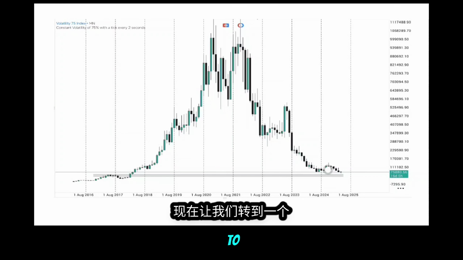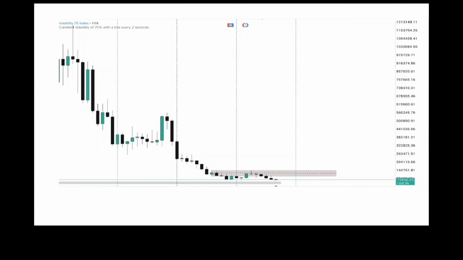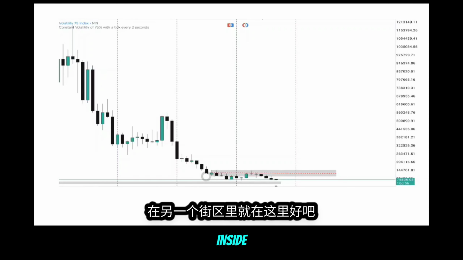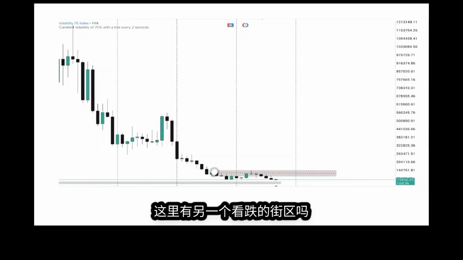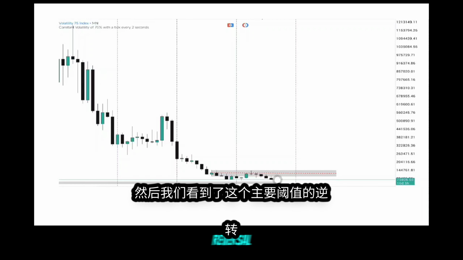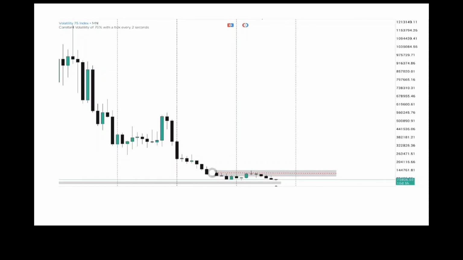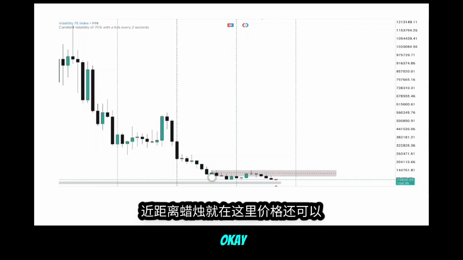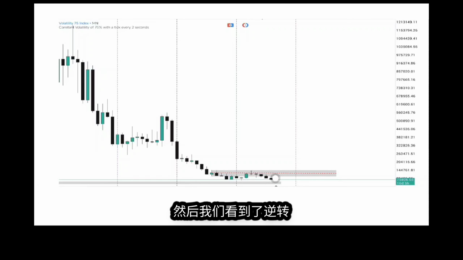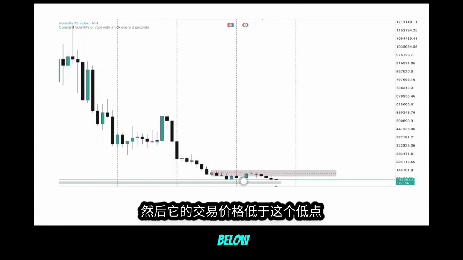Now let's move down to a lower time frame. So this is still the monthly time frame. You could all see that market was reversed inside of this order block right in here. There was a bearish order block right in here, and the market traded into it, and then we saw the reversal into the mean threshold of this up close candle right in here. Price traded into this up close candle, and then we saw the reversal down, and then it traded below this low.